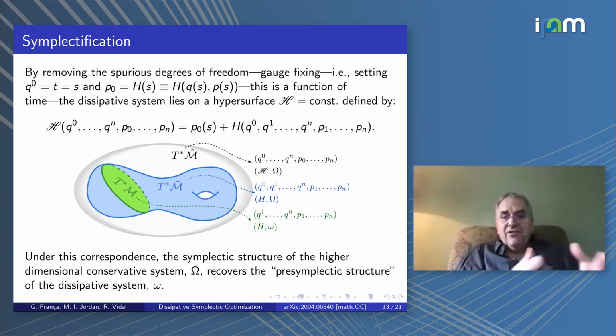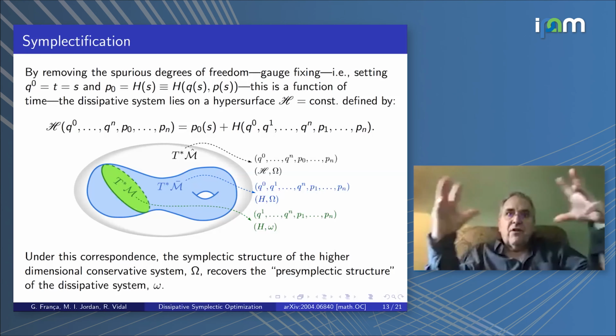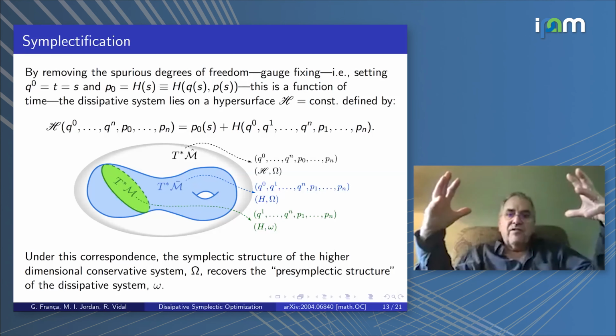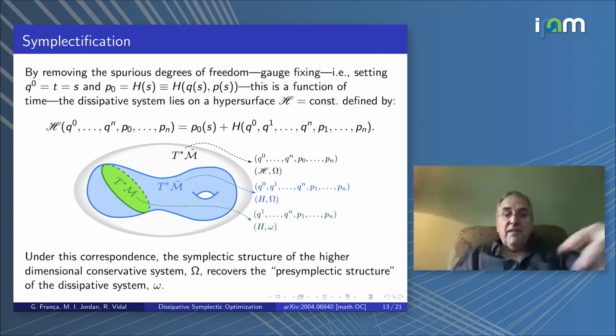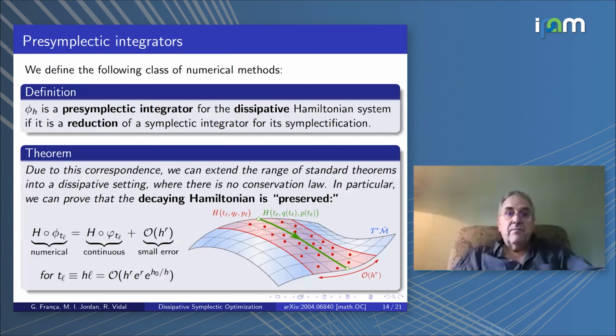running out of time here, so I may not go through all the detailed notation here, but it's a straightforward embedding. It's a particular way of setting the extra degrees of freedom. Okay. So now we've set this up in such a way that if you look at the symplectic structure of the bigger system, the conservative system, you can recover the presymplectic structure of the dissipative system. Okay, you can go back and forth between the two.